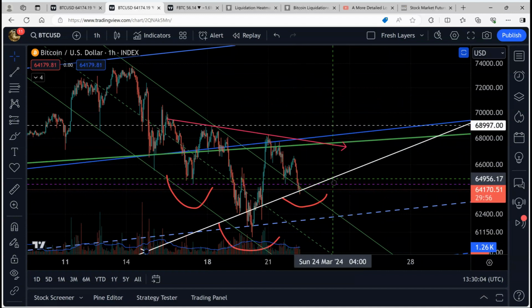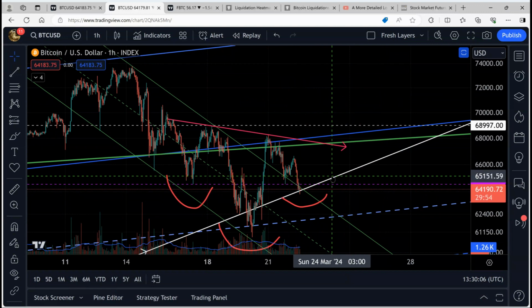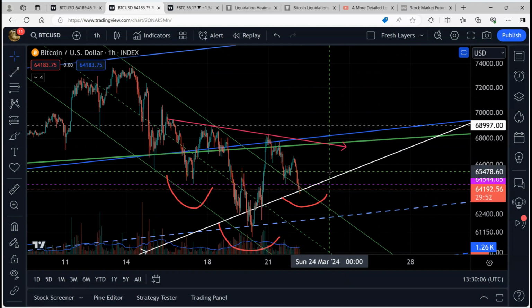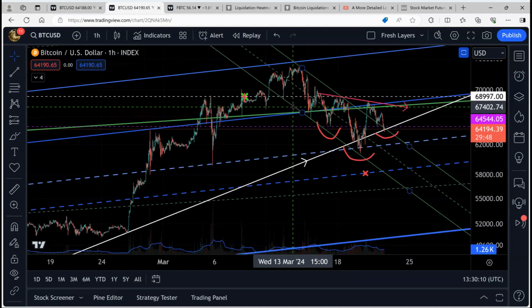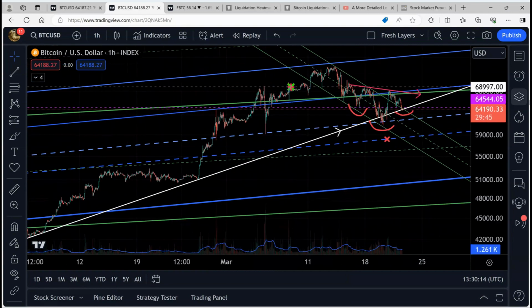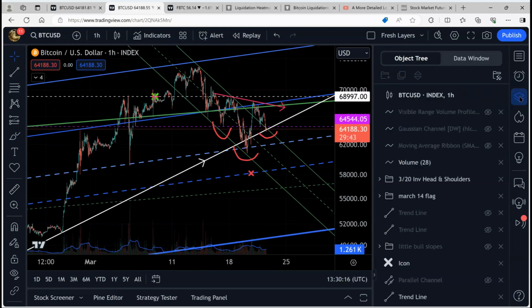over the weekend, today and over the weekend. Probably really boring price action, I'd imagine, if in fact this is playing out this way. Now let's turn on our flag poles.